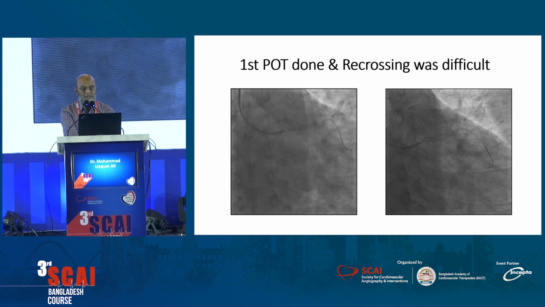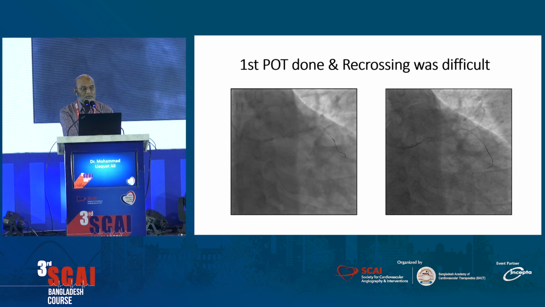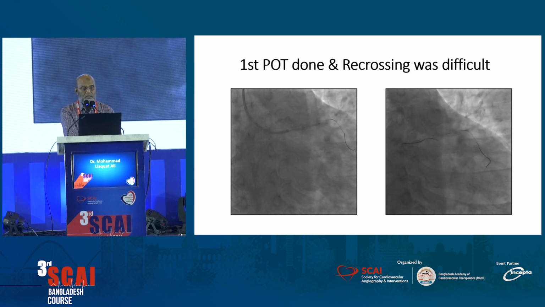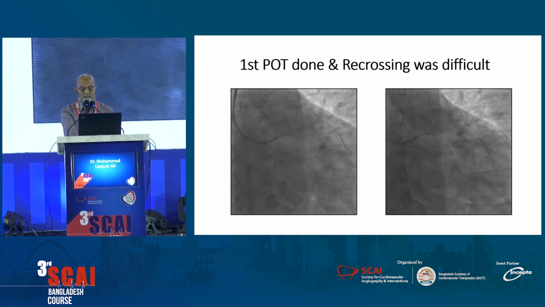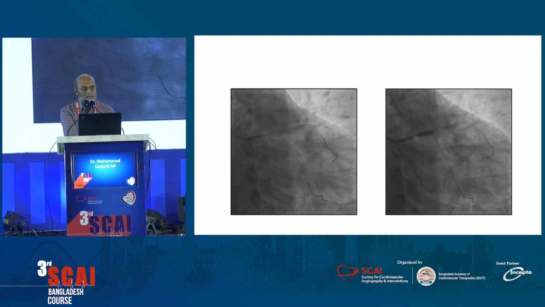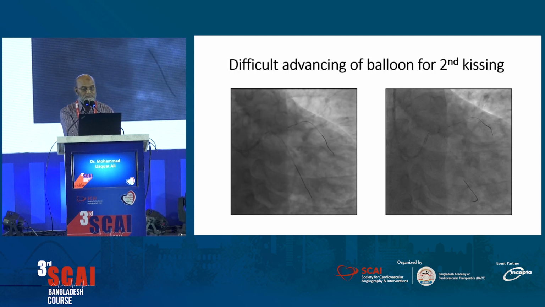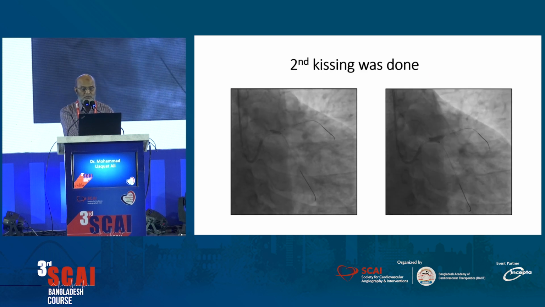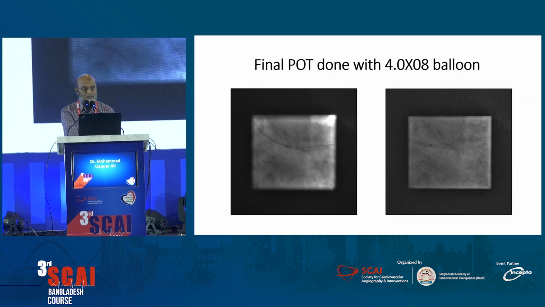So when the stenting is done, what are the next steps I need to do? Then I did the rewiring and recrossing for the stent, which was very difficult. And I did the POT. Then I went for the second kissing, and it was also very difficult. And I did the final POT with the guidance of radiation. And the POT was done with a 4 by 8 balloon.